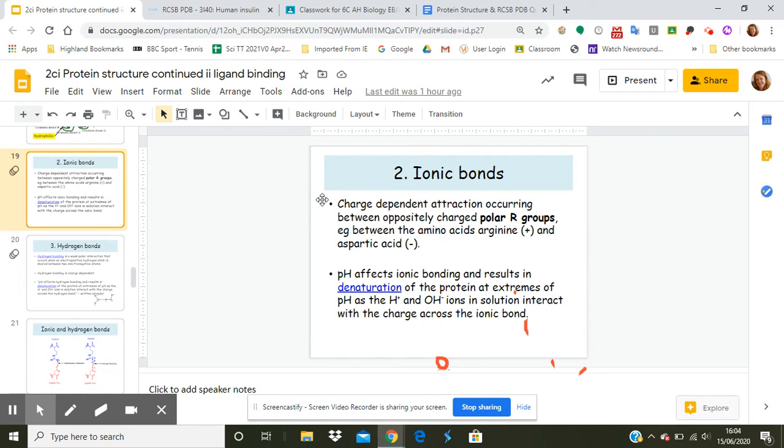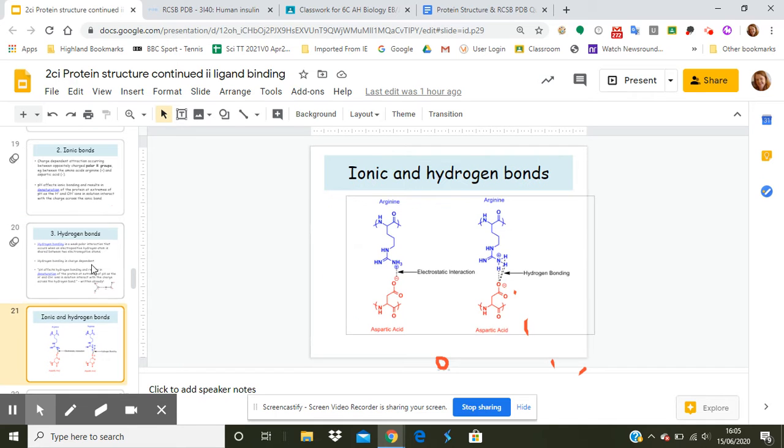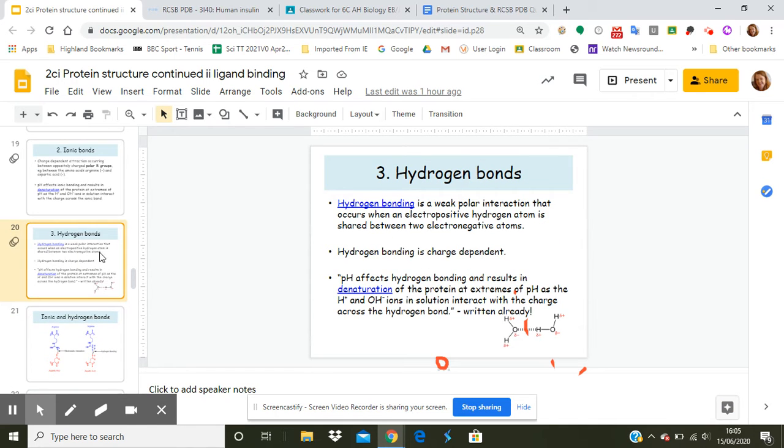Ionic bonds, which you learned about last time with the different R groups like arginine and aspartic acid. Positive and negative, opposites attract. A lot of the acidic and alkali ones are like that as well. So ionic bonding is a little bit like hydrogen bonding as well. As you're doing chemistry, they're both sort of what we call polar bonds, but in this case in biology they want to call them ionic bonds.